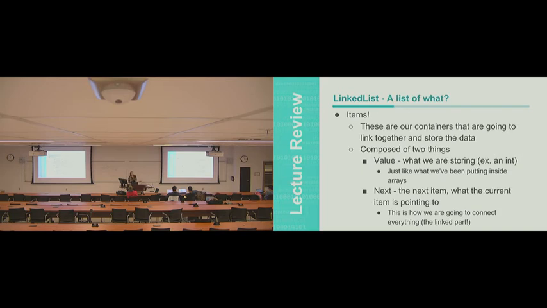So basically, a linked list is a list of what? So items. So items can be thought of as containers. Sometimes they're referred to as nodes. But basically, they're just some sort of container that is going to essentially serve two purposes, and two purposes only, which is storing the data and linking together. So storing the data would be the value. So oftentimes it's just going to be integers, but we also have objects and everything else. So we're just throwing those in the containers or the items. So just as we've been putting them inside arrays, we can put individual elements inside each of the items.